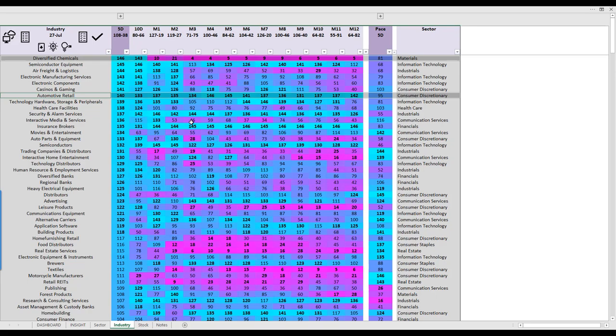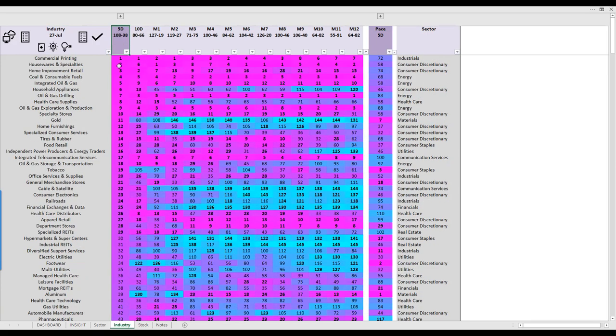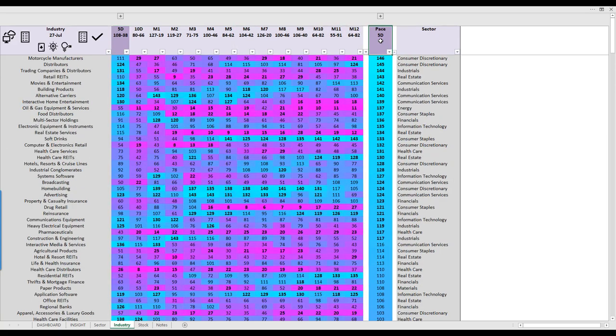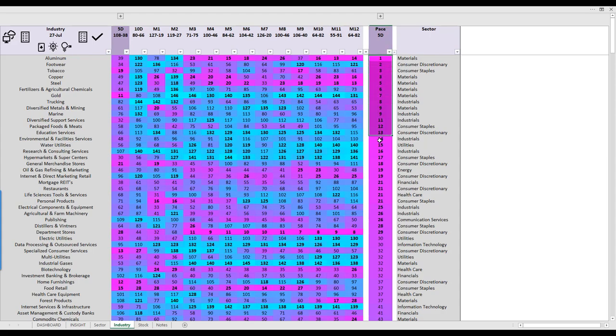You could use the same industry scorecard heat map to look for shorting opportunities. You would look for shorting opportunities in industries that are currently weak or where the industry is decelerating. As the current market condition is bullish, I am not looking for shorting opportunities right now.